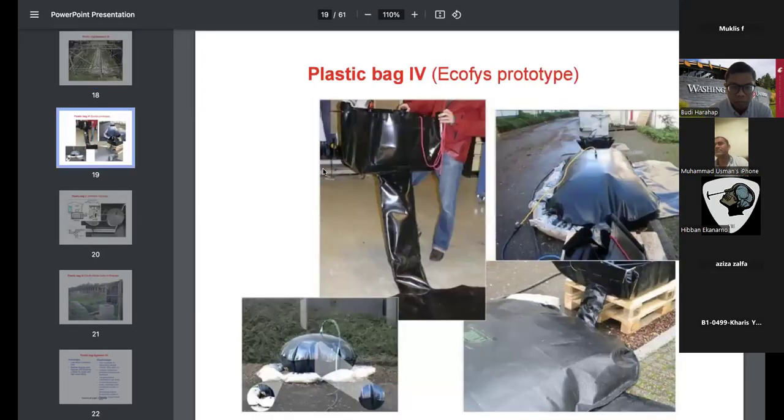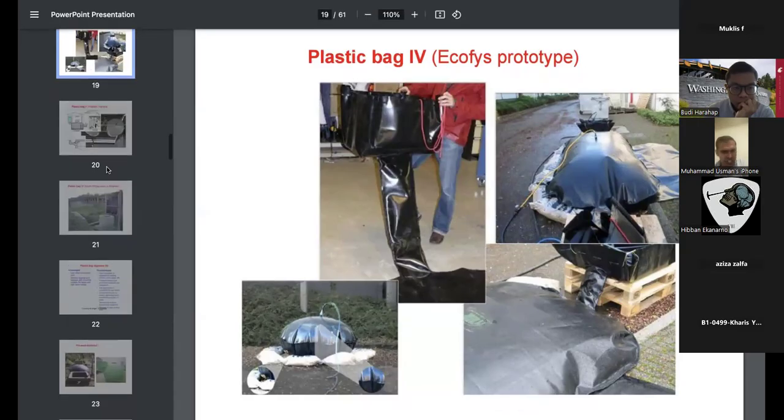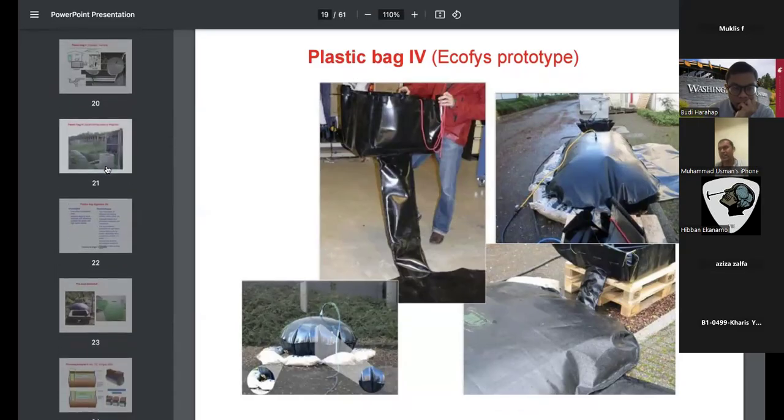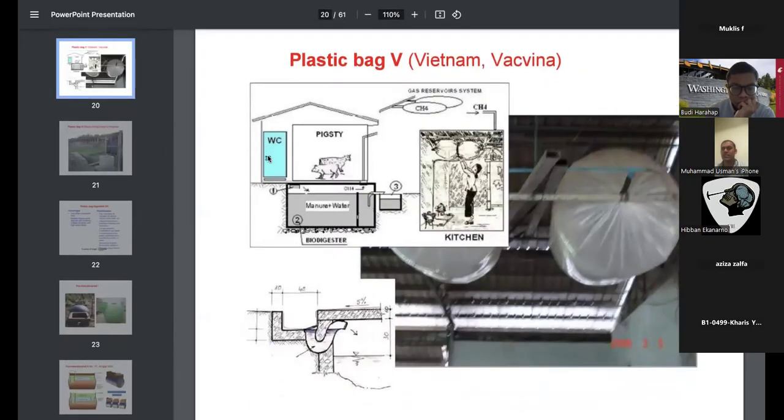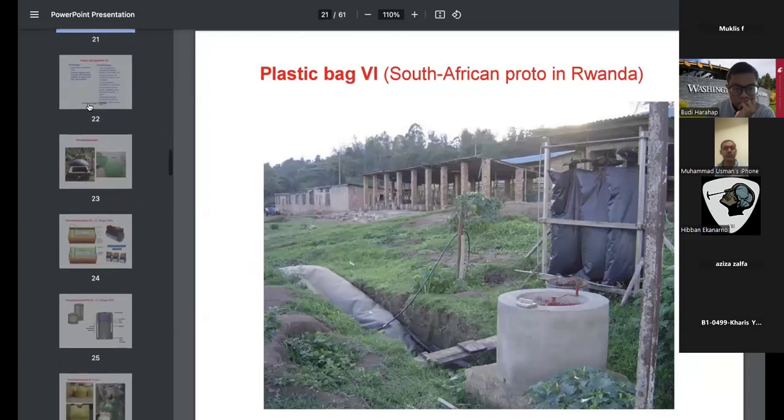And this is also one of the common types which are being used in different parts of Asia as well as in Africa. This is another picture from Vietnam. They are also using plastic type biogas plants in Vietnam. This is a picture from South Africa, Rwanda, and this type of biogas plant is also common in the African region.